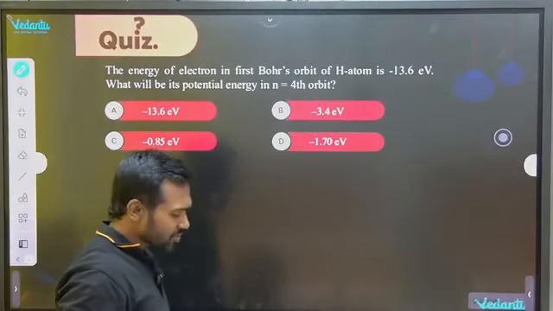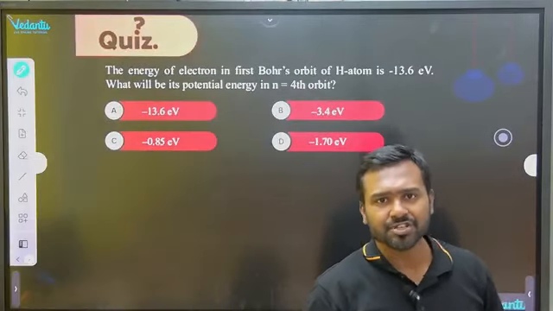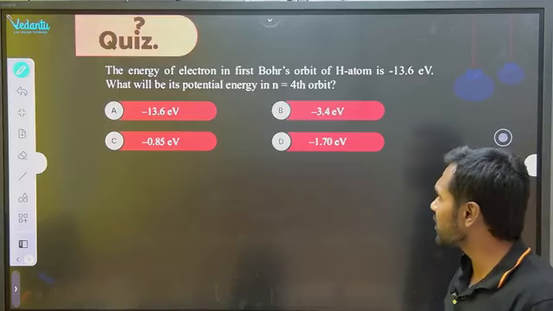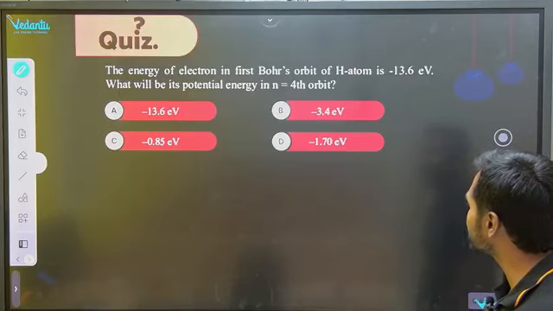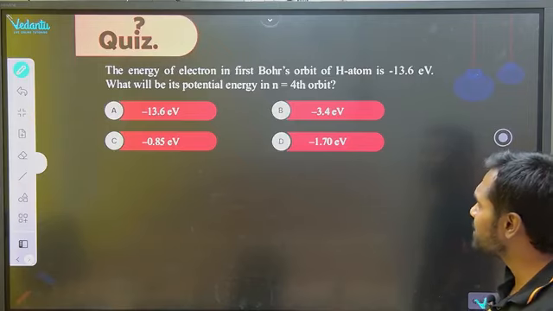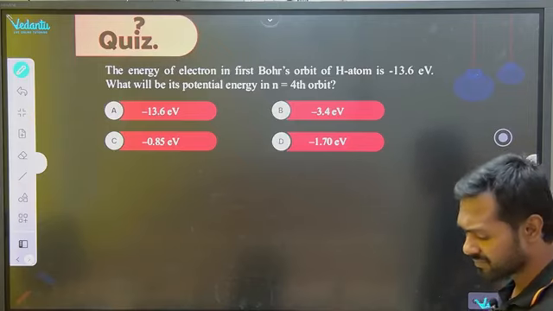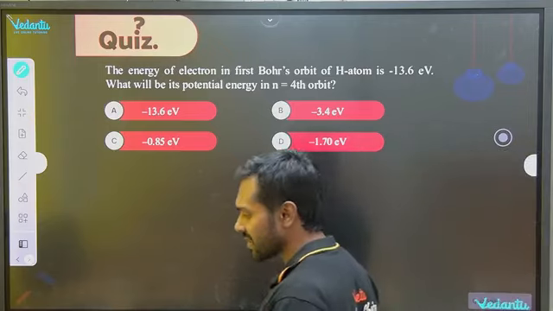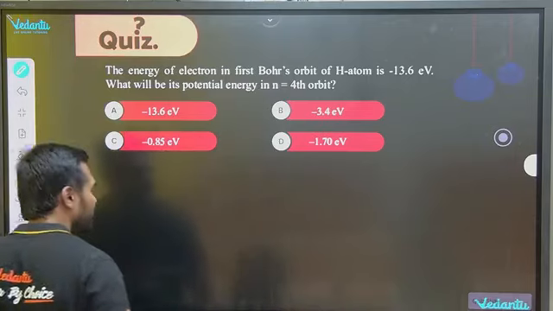Next question. The energy of electron in the first Bohr's orbit of hydrogen atom is minus 13.6. What will be its potential energy of fourth orbit? So they are asking the fourth orbit potential energy.